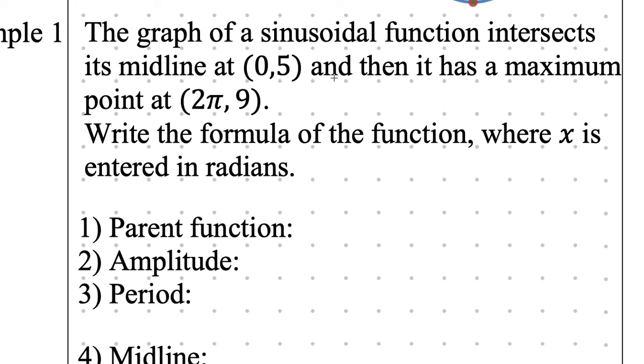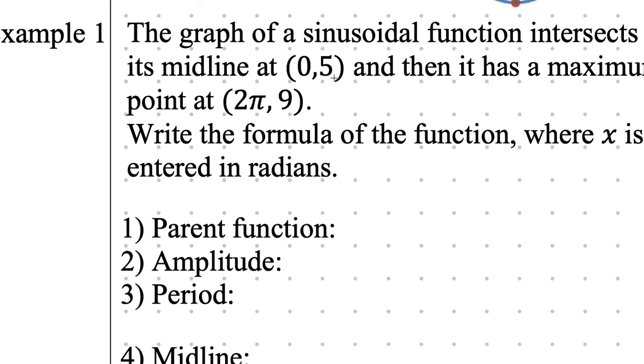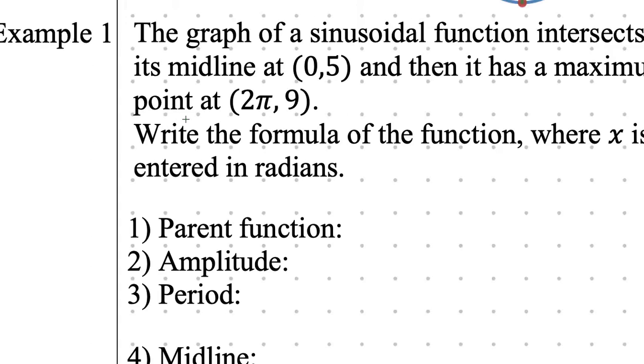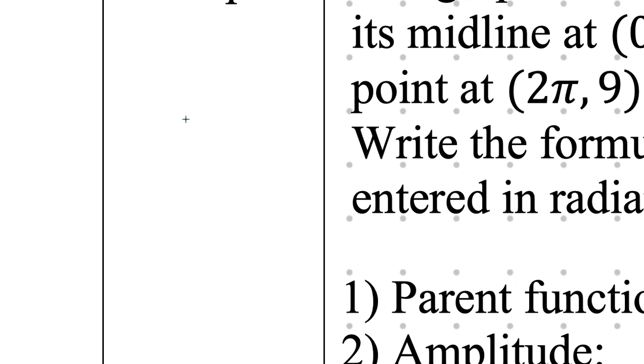So no changes there. All right, so let's go ahead and try to do a sketch of this. What's happening? And your sketch is a sketch. It does not need to be 100% accurate. You can modify it at will. So midline at 0, 5 and a maximum at 2 pi, 9. So off to the left here, let's make our sketch.